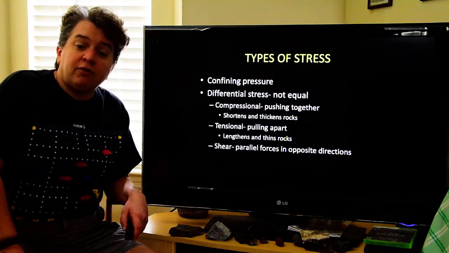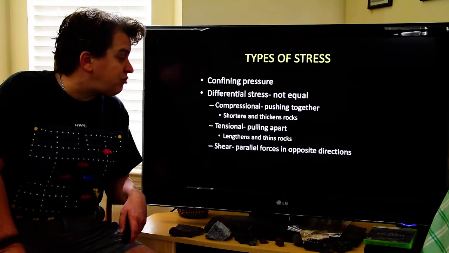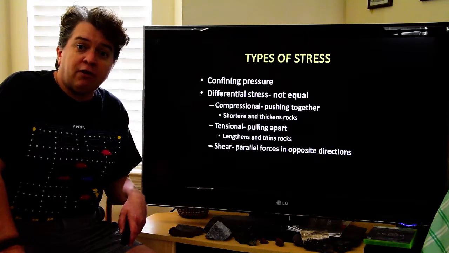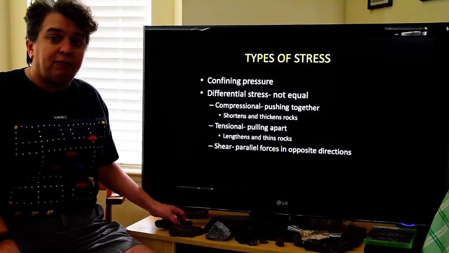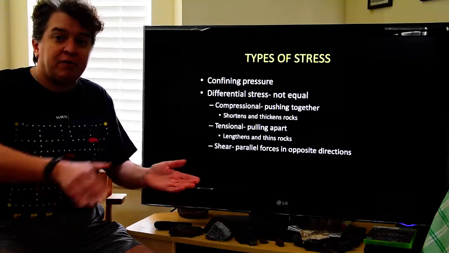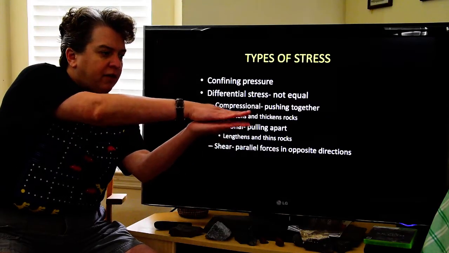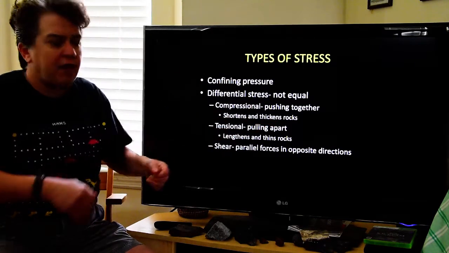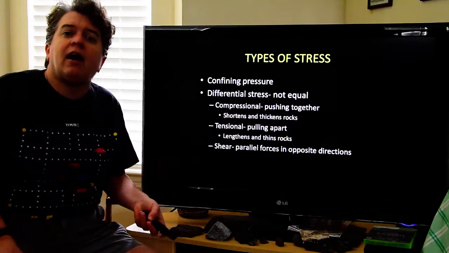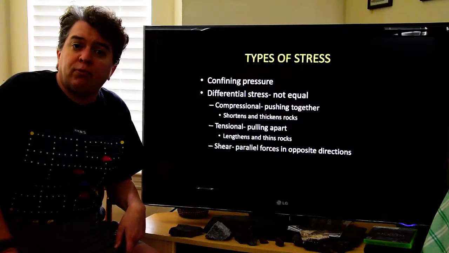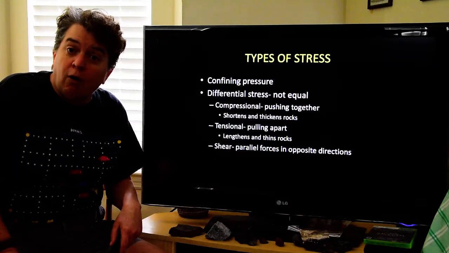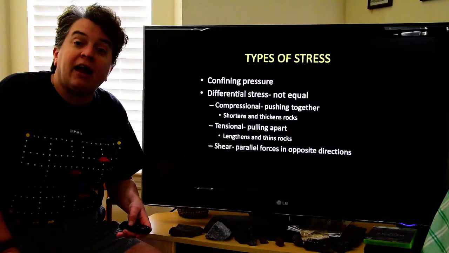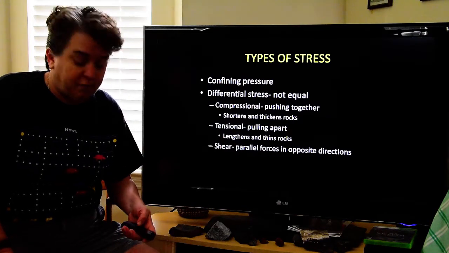The third type of force is called shear stress, and shear stress is parallel forces acting in opposite directions. So basically, the forces are parallel, but they're moving in opposite directions. And this is what you might expect to have at transform plate boundaries, but you do also sometimes see this at convergent plate boundaries.